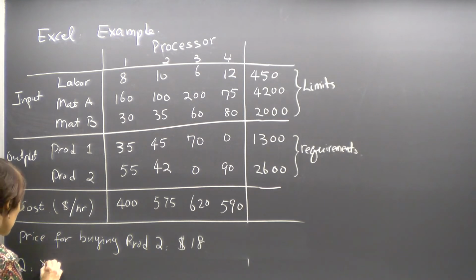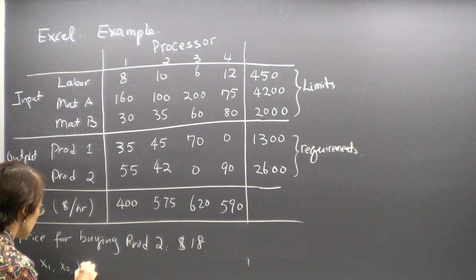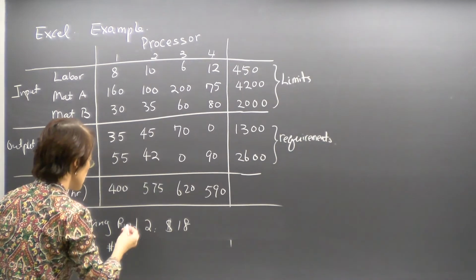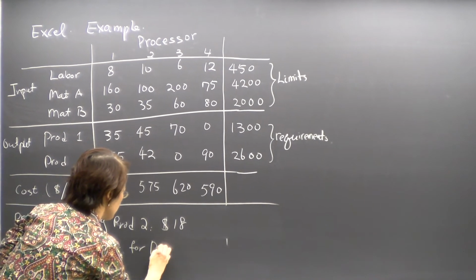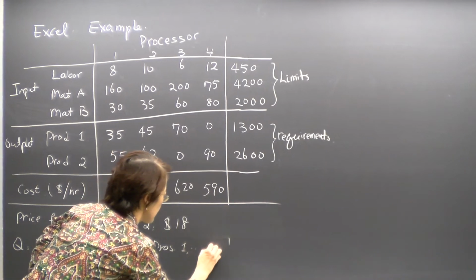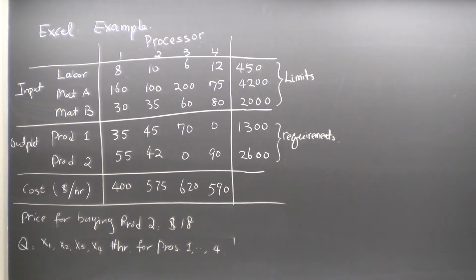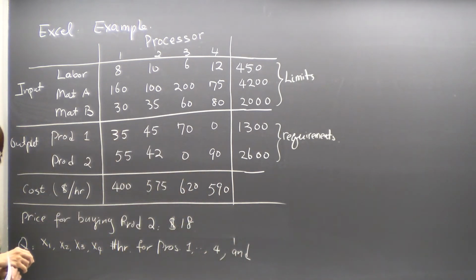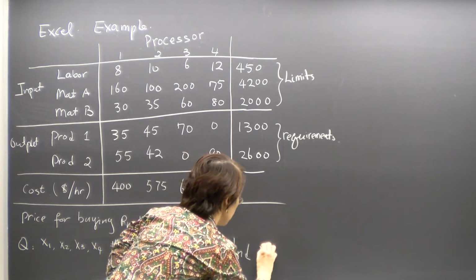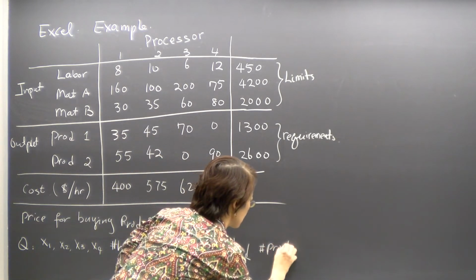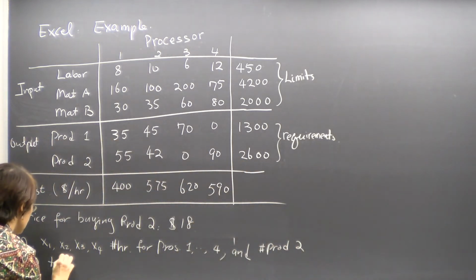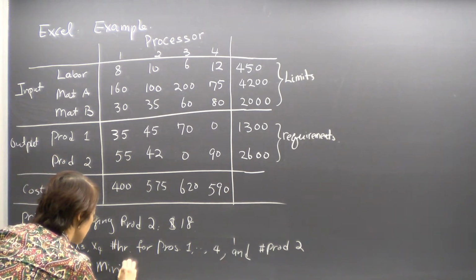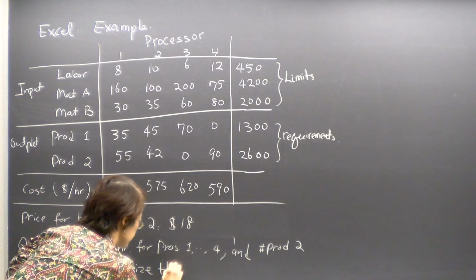So now the question is, how many hours of each processor should I use? Let's define the variables. X1, X2, X3, X4 will be the hours to use for processors 1, 2, 3, and 4, plus how many to buy if I choose to buy: the number of product 2 to buy. And then your goal is to minimize the cost.